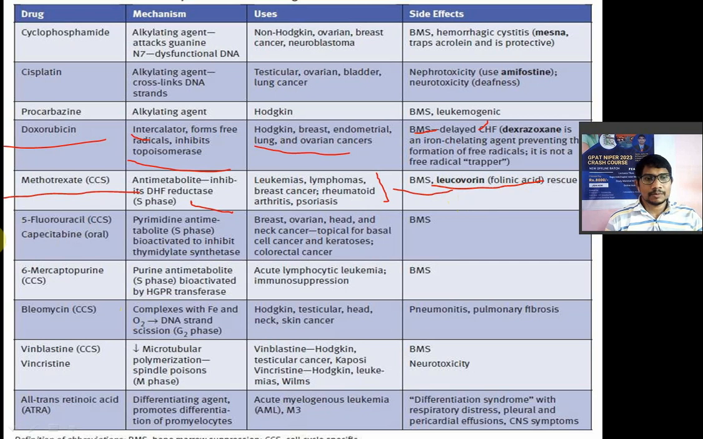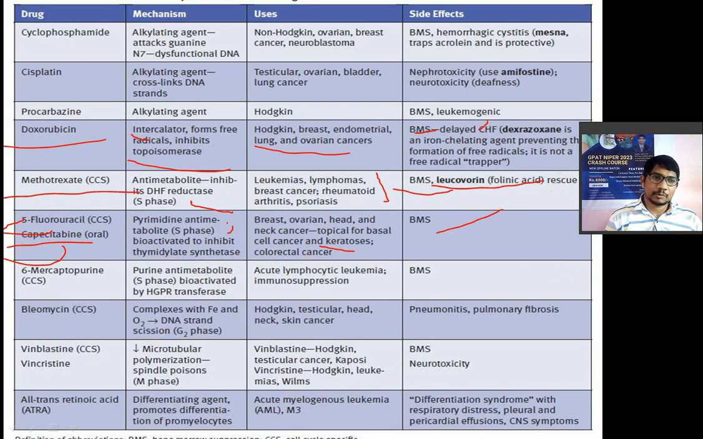Now next is 5-fluorouracil and capecitabine. What is capecitabine? Capecitabine is a prodrug of 5-fluorouracil. They are known as thymidine antimetabolites. They act on the S phase, and they are activated in the cell by an enzyme, and they inhibit the thymidylate synthase enzyme. They are used in breast cancer, ovarian cancer, neck cancer, topical use in basal cell cancer, keratosis, colorectal cancer. They are also bone marrow suppressants.